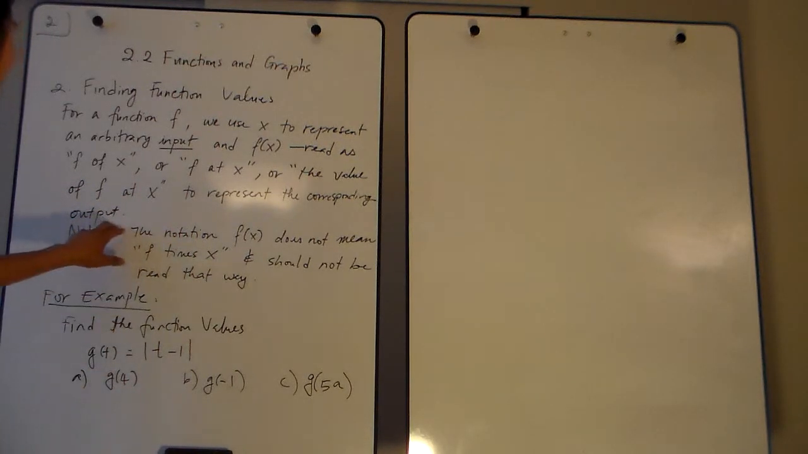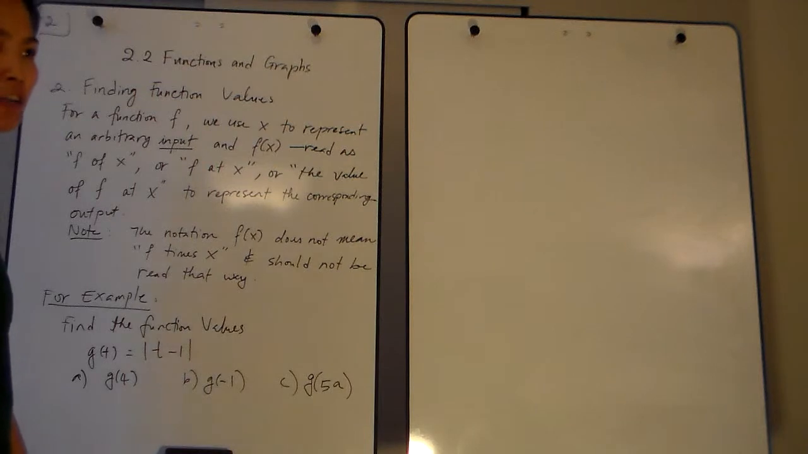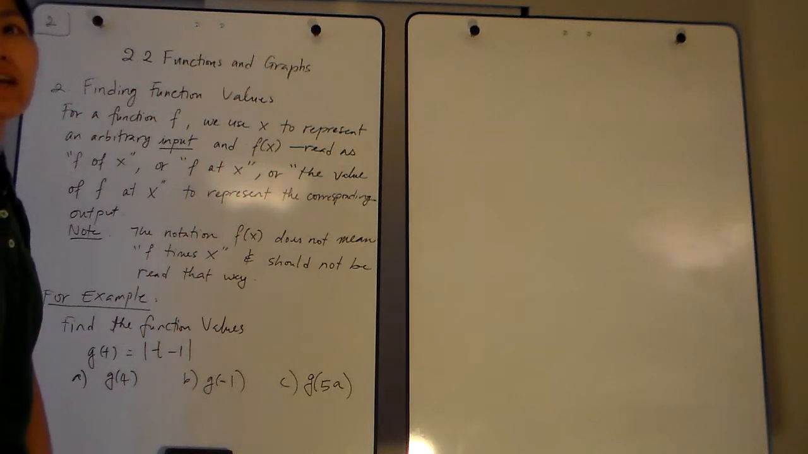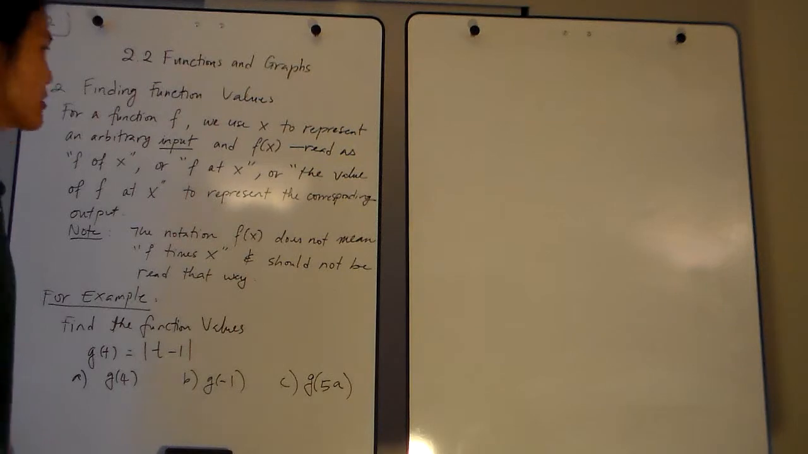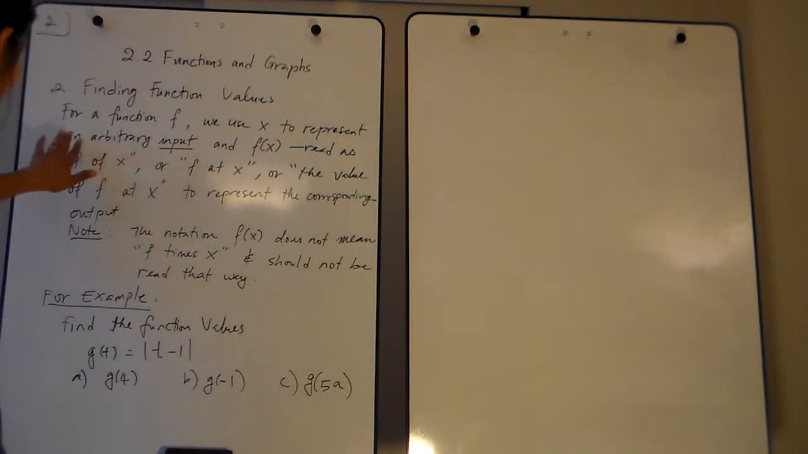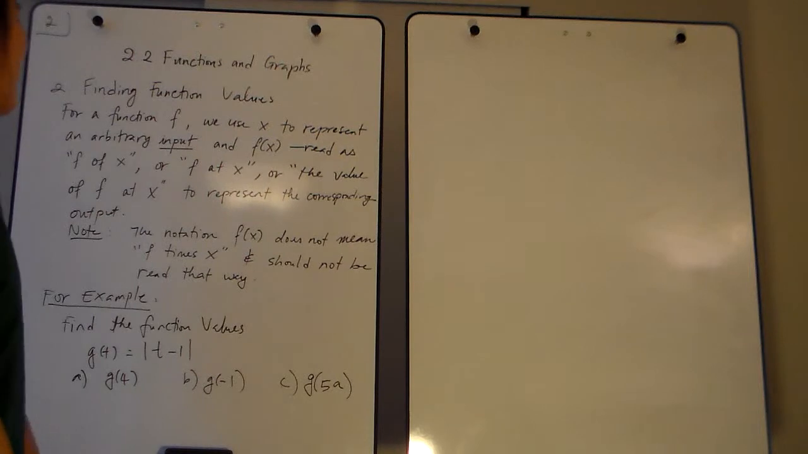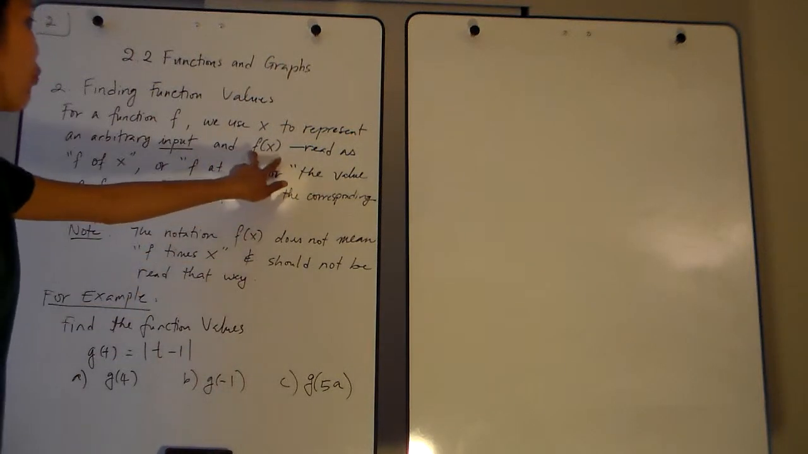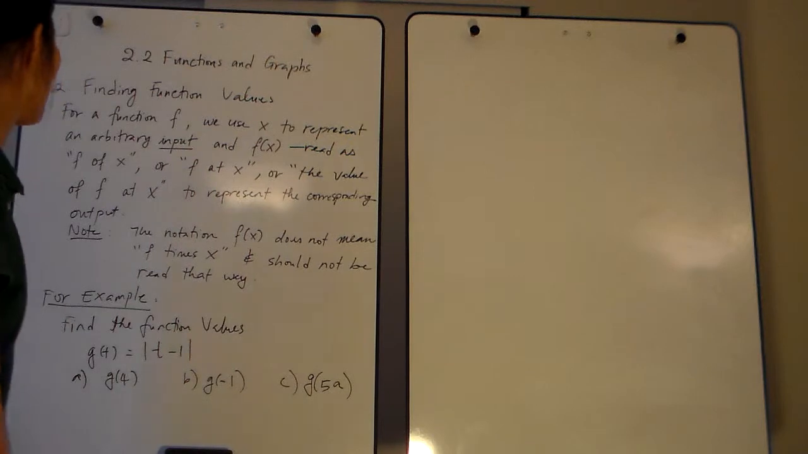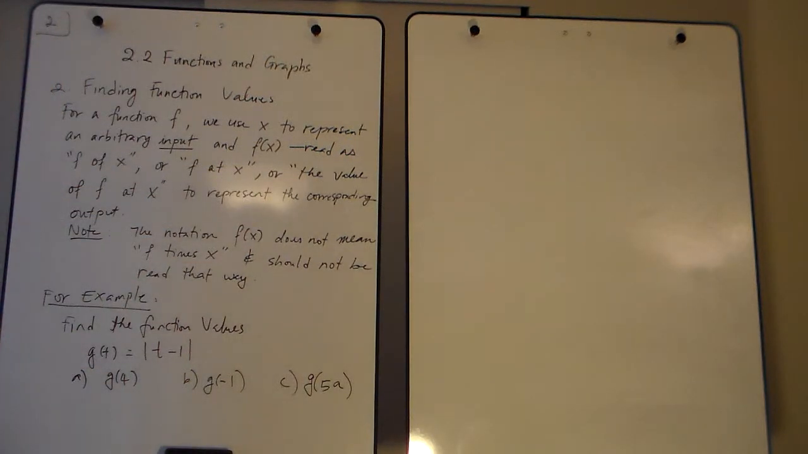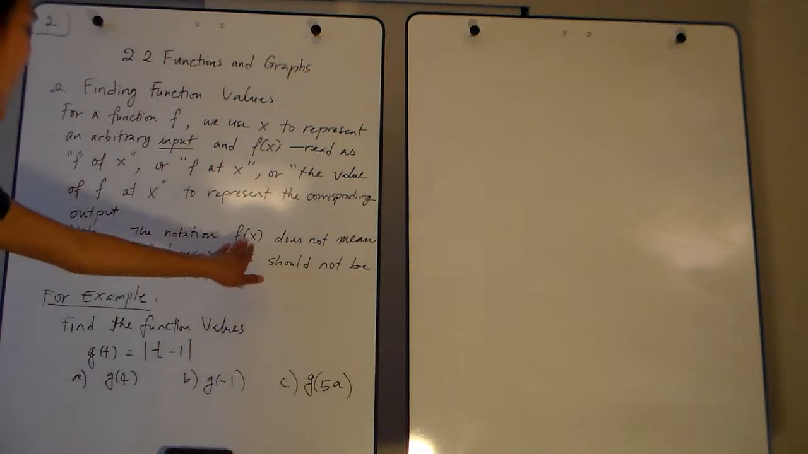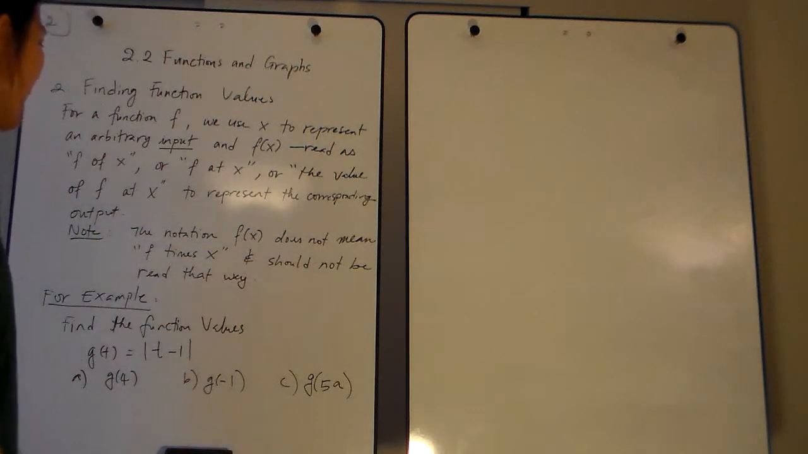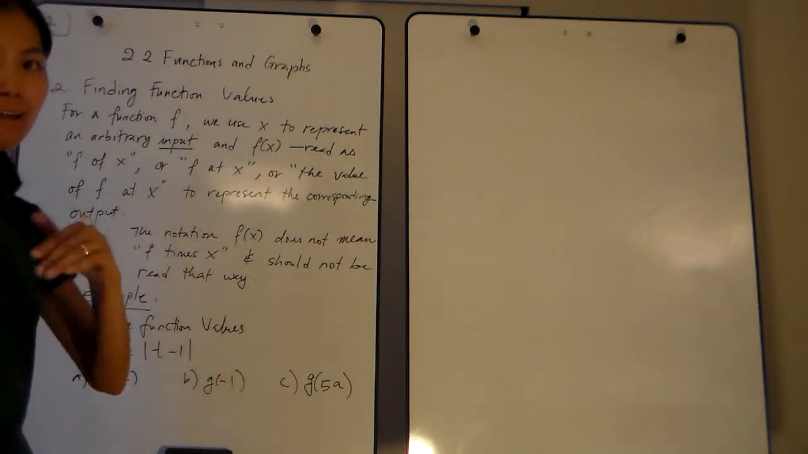the corresponding output. Remember, like we just talked about earlier, domain and range. Domain is input, range is output. So input is something like x right here, and output is the range, and we use the notation f of x for the range, and it's the output. And don't confuse this notation f of x. It does not mean f times x. It should not be read that way. It means f at x, or f of x, or the value of f at x.